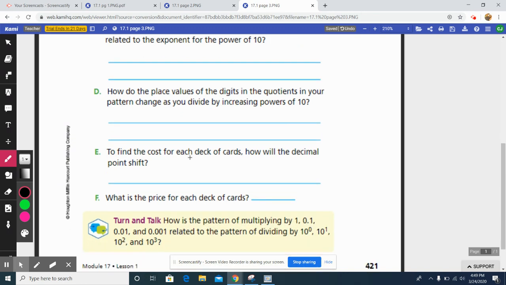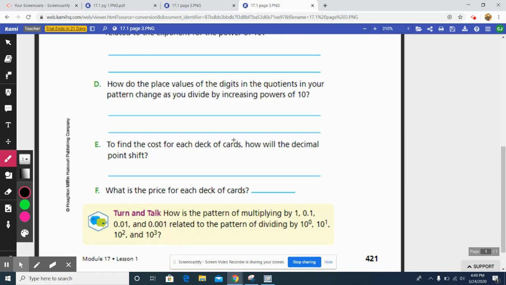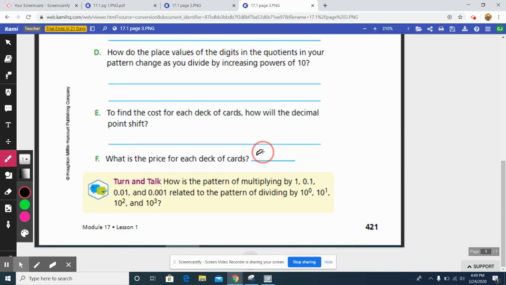Okay. So as it increases by powers of 10, we are moving, we're shifting our number to the right. So to find the cost of each of the decks, how will the decimal point shift? It will shift 3 to the left. So what is the price of each of the cards? So we moved it 3 times, so now we have $9.45.